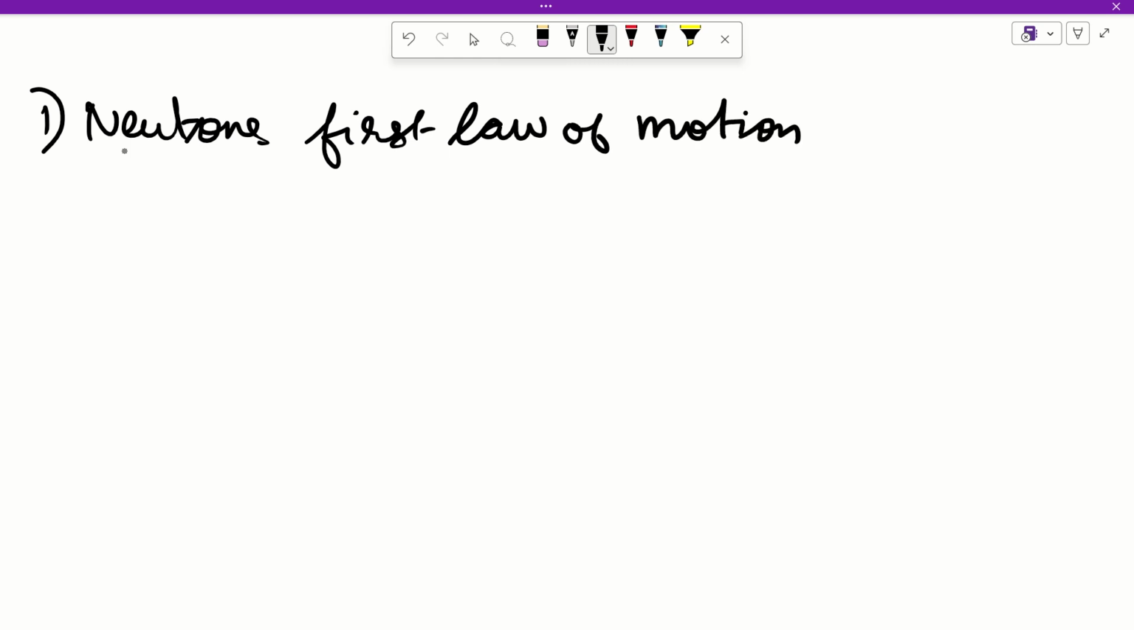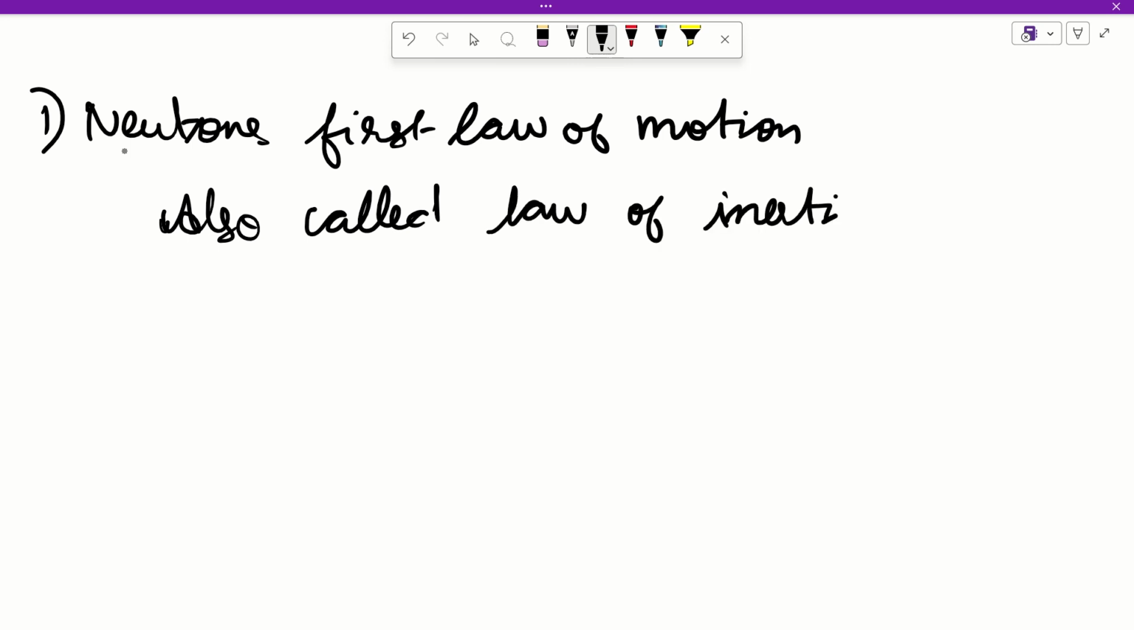A body continues to be in its state of rest or uniform motion along a straight line unless an external force is applied on it. This law is also called the law of inertia. Examples: when a carpet or a blanket is beaten with a stick, the dust particles separate out from it. The second example: if a moving vehicle suddenly stops, then the passengers inside the vehicle bend outward.